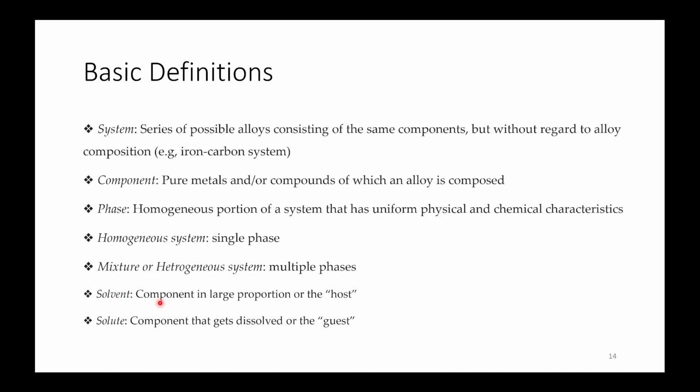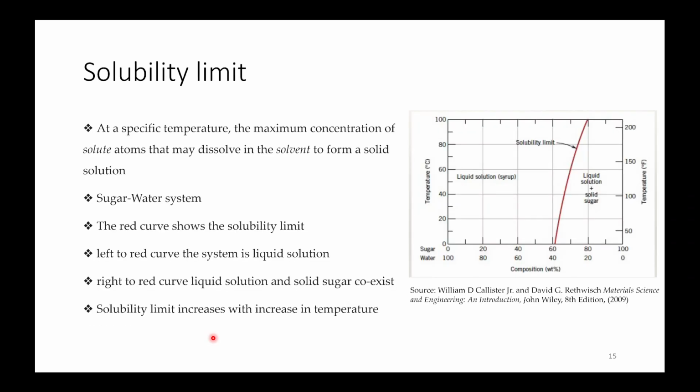Solvent is the component in large proportion, or the host atoms. In case of solute, it is the component that gets dissolved, or the guest atoms. Now solubility limit: at a specific temperature, it is the maximum concentration of solute atoms that may dissolve in the solvent to form a solid solution.